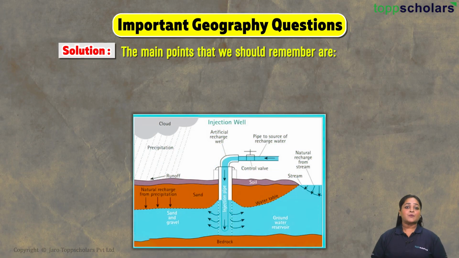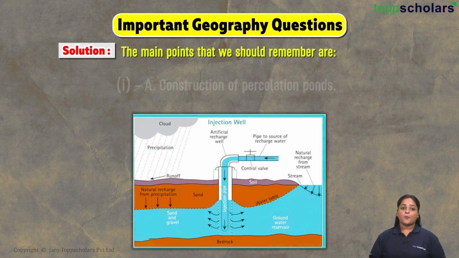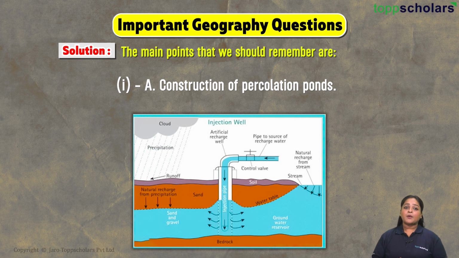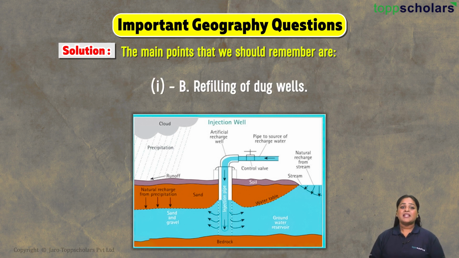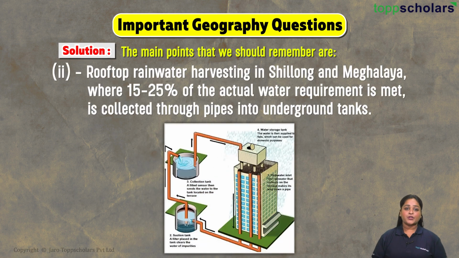The main points that we should remember are: several low-cost techniques are now available to recharge groundwater and harvest rainwater. Point 1. A. Construction of pre-collection ponds. B. Refilling of dug wells. C. Collection of rainwater and storing it in tanks or underground. Point 2. Rooftop rainwater harvesting in Shillong, Meghalaya, where 15 to 25% of actual rainwater requirement is met, is collected through pipes into underground tanks.